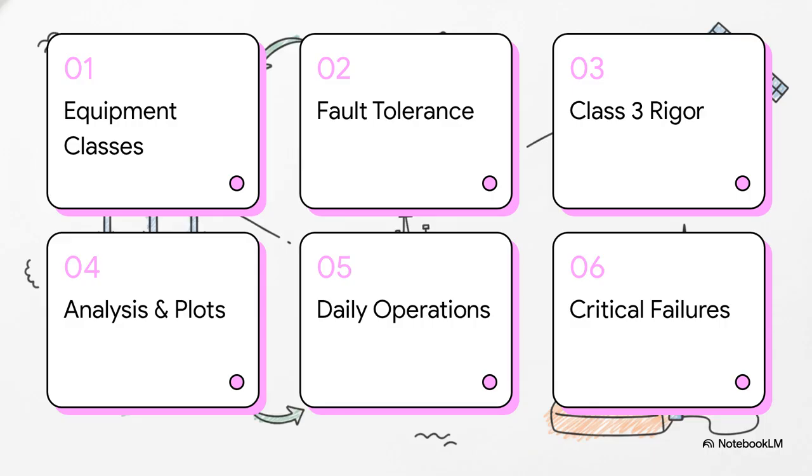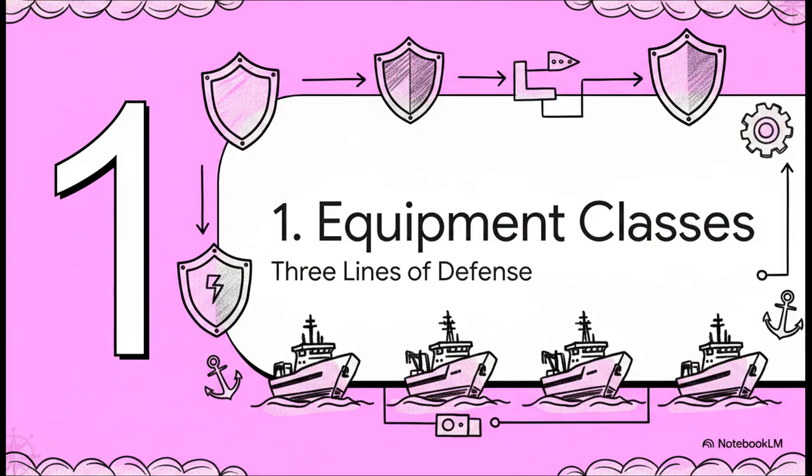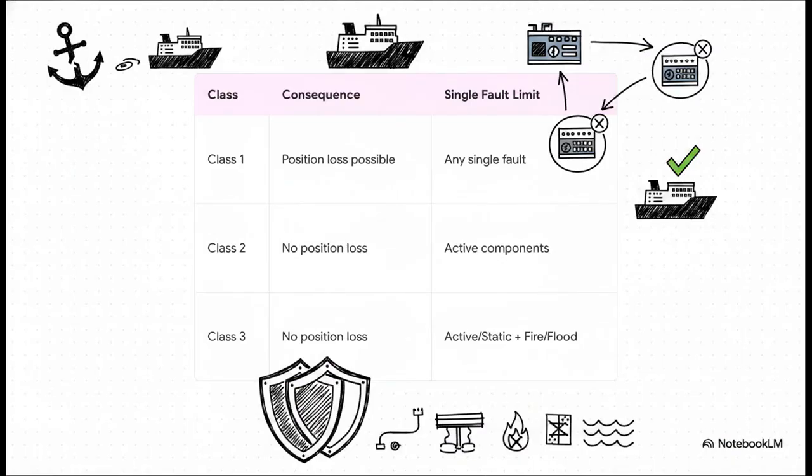Let's jump right in. Let's kick things off with Section 1, DP equipment classes, or as I like to call them, your 3 lines of defense. Take a look at how fault tolerance ramps up across these 3 classes. Now, in Class 1, a single fault might mean you lose position. Not ideal, right? But look at Classes 2 and 3.